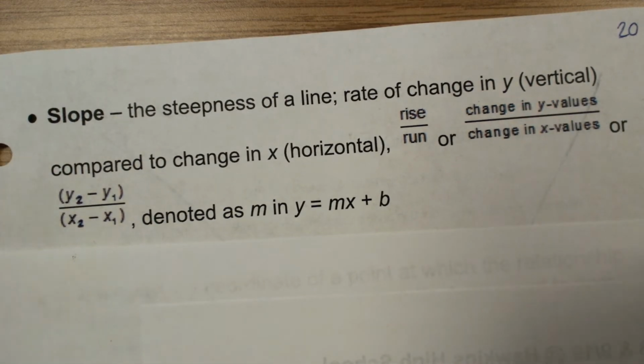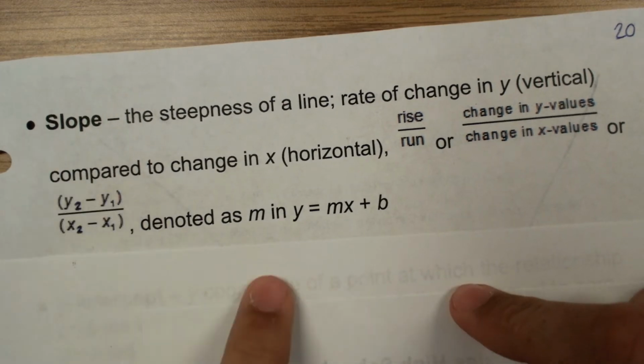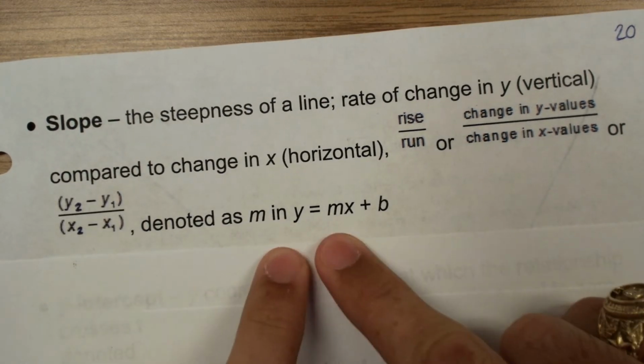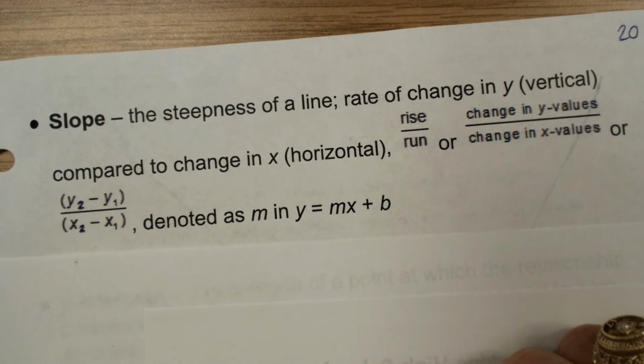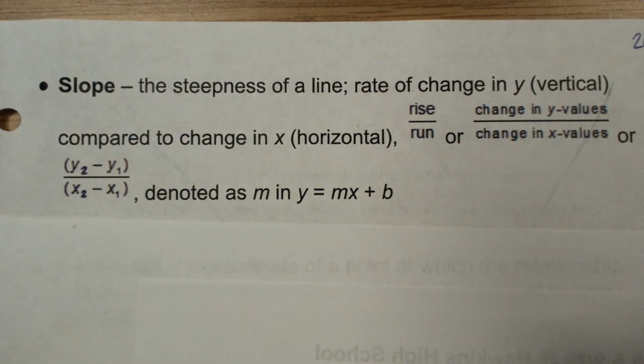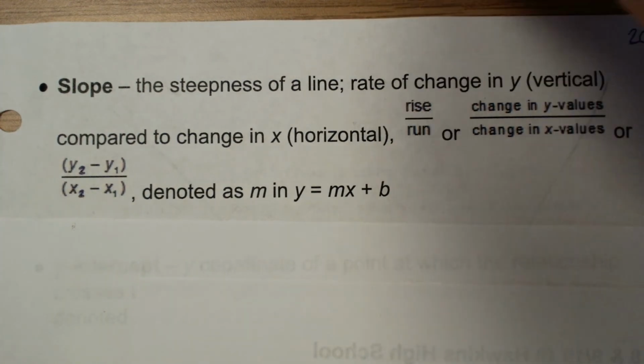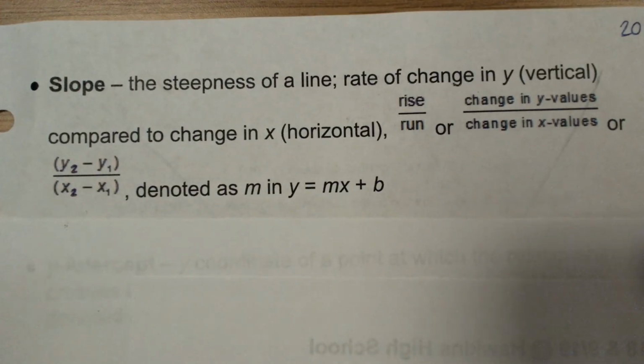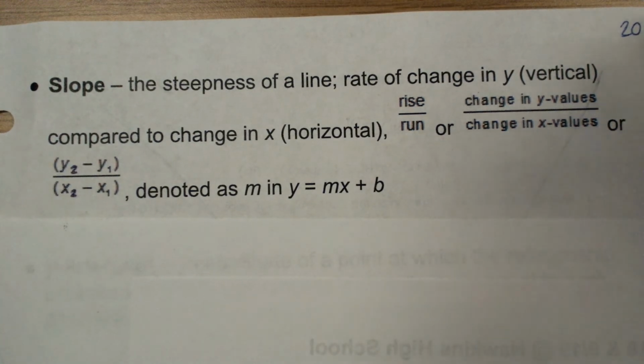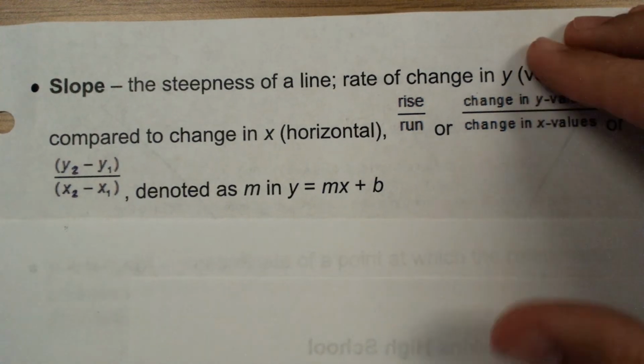For the equation y equals mx plus b, slope is always going to be the m. So slope can take lots of different forms. Slope is the steepness of a line. Slope is your rate of change. Slope is your m. So it's very important that you understand that slope has all kinds of forms. They're all the exact same, and they are all slope.